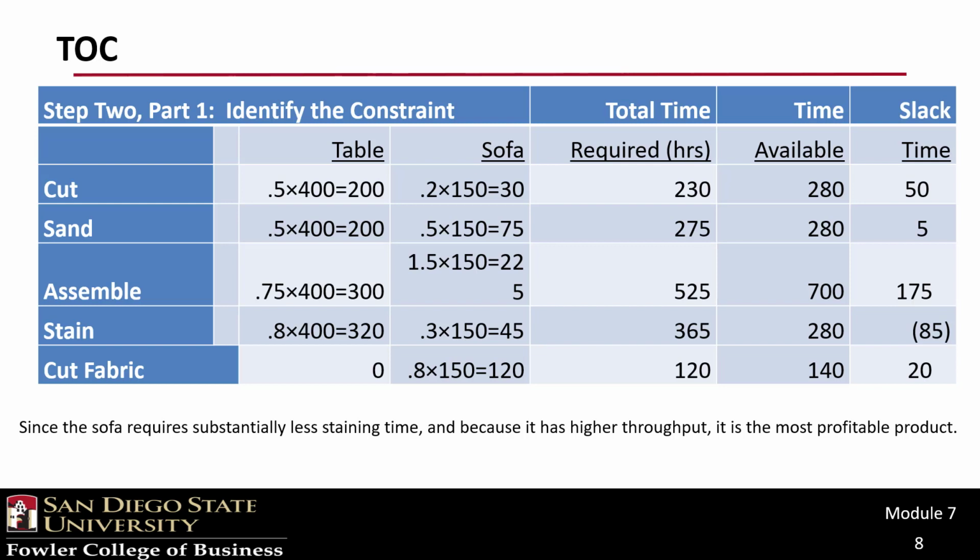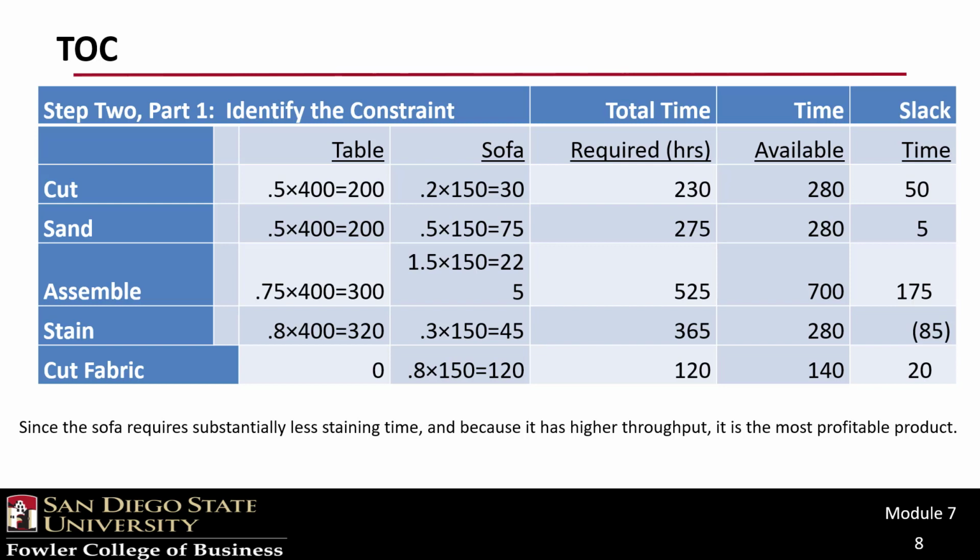Now we get to staining, and it requires 0.8 hours for the table times the 400 tables, 320 hours. 0.3 hours for the sofa times 150 sofas is 45. So the required amount of time is 365, but here I see that I only have available 280 hours, which means that I am undersupplied by 85. Okay, now I know what my constraint is.